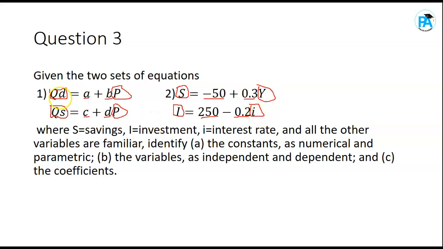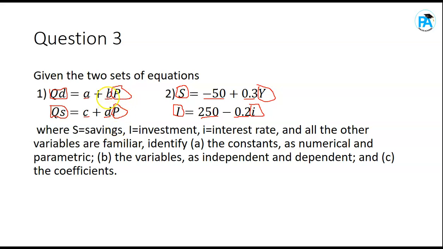Then the dependent variables are going to be QD, QS, S, and capital I. They are determined by the others. They are depending on another variable. So they are dependent variables: QD, QS, S, and capital I. Then the last question says the coefficients.